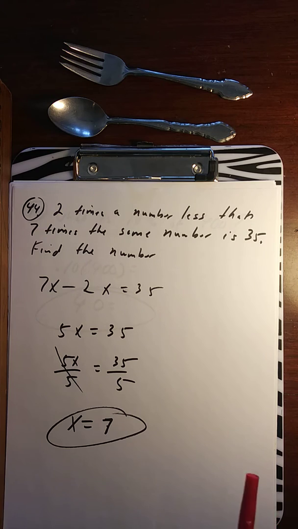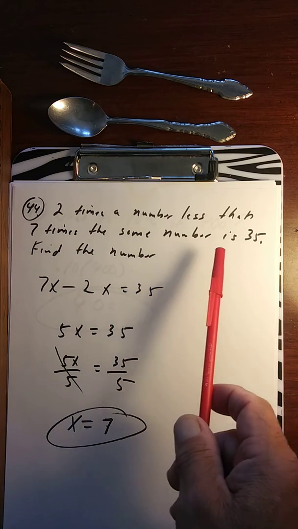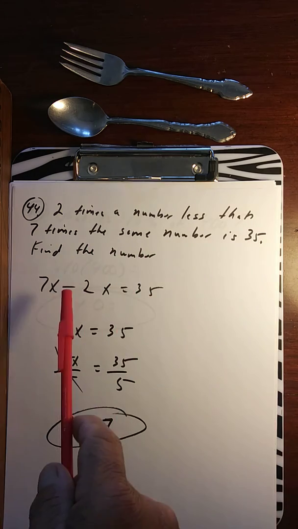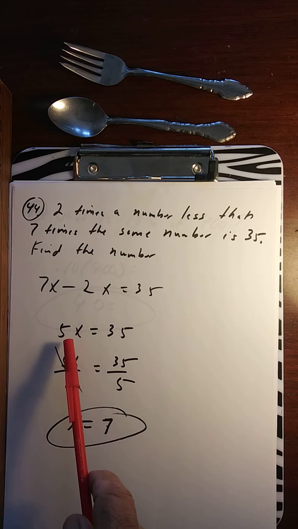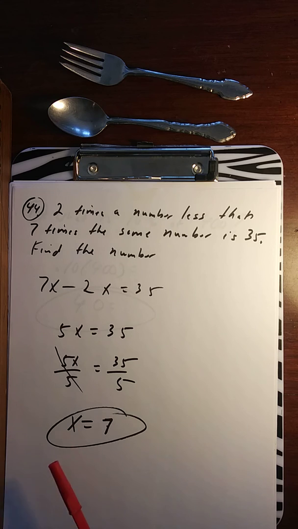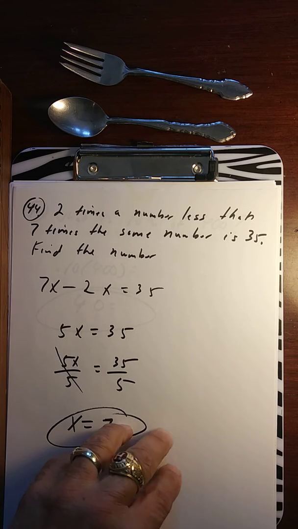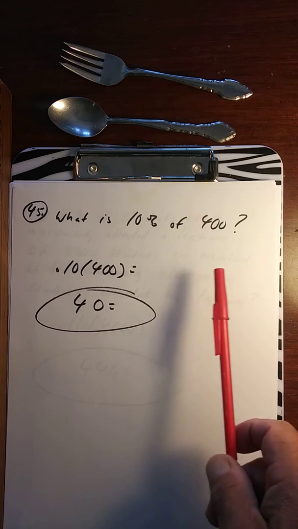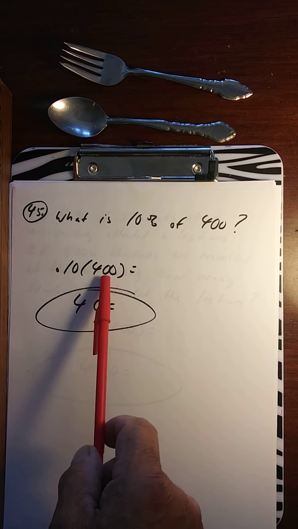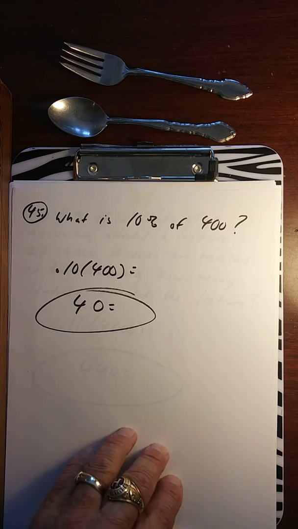2 times the number less than 7 times the same number is 35. So 7x minus 2x is 35. So that's going to give you 5x. Divide by 5. So x must be what? 7. What is 10% of 400? That means 0.10 times 400 is going to give you exactly 40.